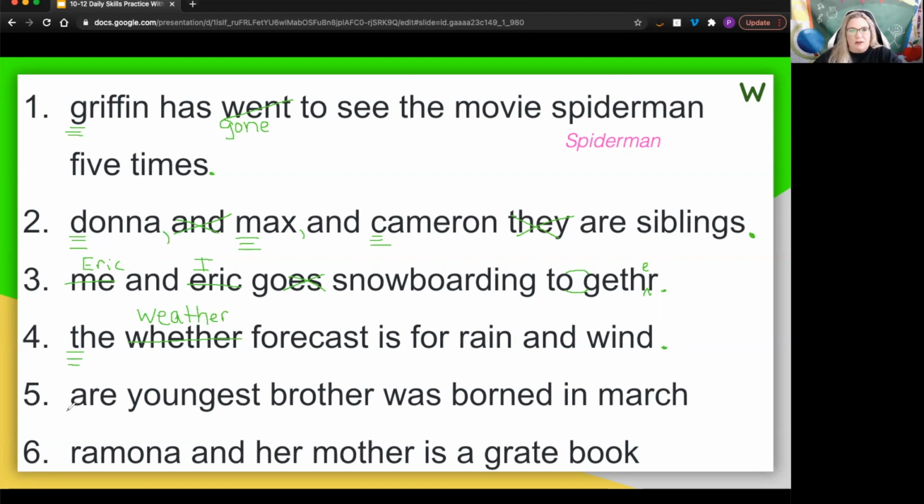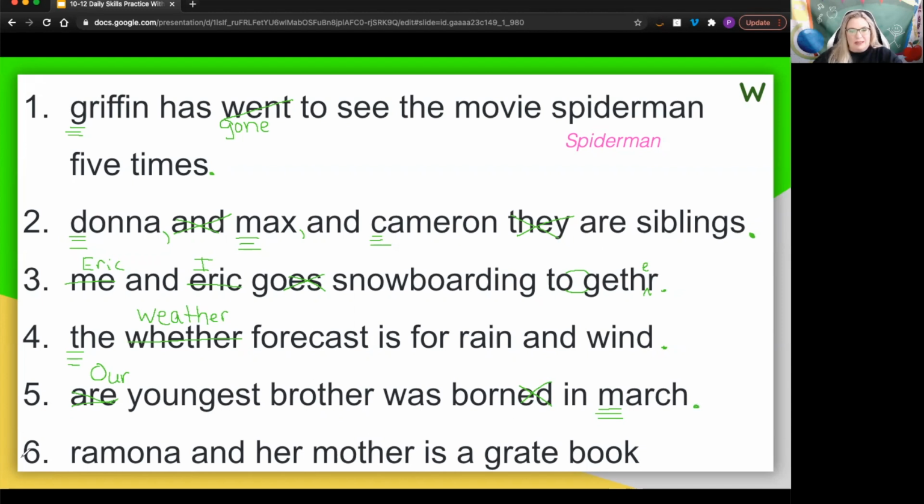Number 5. Our youngest brother was born in March. Okay, our at the beginning of a sentence usually is asking a question. What we actually need here is a possessive word here, our. Our youngest brother was born, not borned, in March. Born is not a word. We're going to capitalize March because it's the name of a month, and we'll put a period at the end.